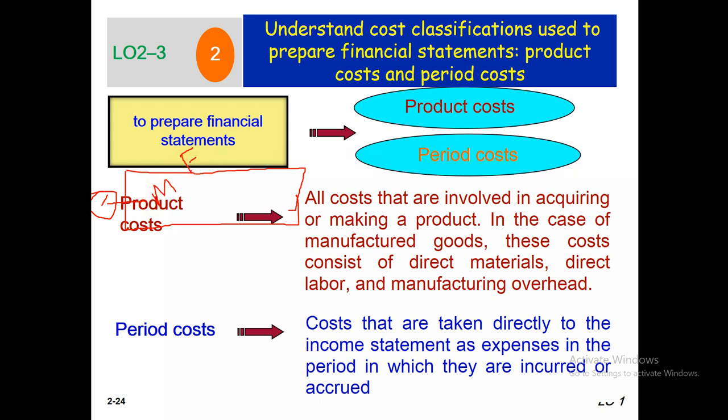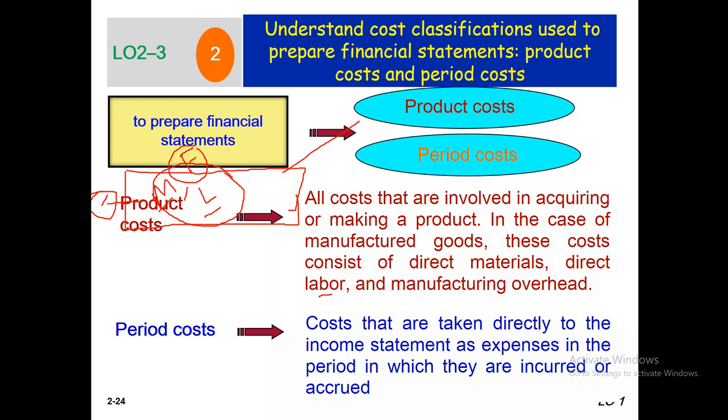This is our factory, and we need materials. And then we need direct labor. To produce the product we need labor, and in the factory we need some factory overhead cost other than material and labor. So these three types of cost collectively we call the product cost. I think that is clear to everybody.